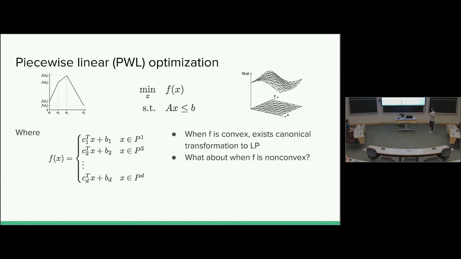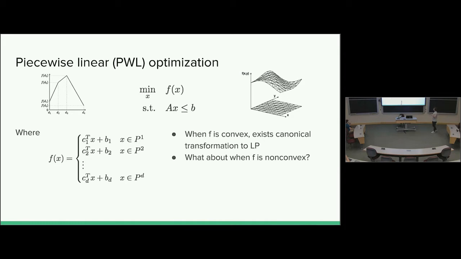When f is convex, when your piecewise-linear function is convex and you're minimizing it, things are very easy. There's a canonical transformation where you can map this function to an equivalent linear programming problem where you add some variables and add some constraints, and this is the right thing to do. If your function is convex, there is one right answer.